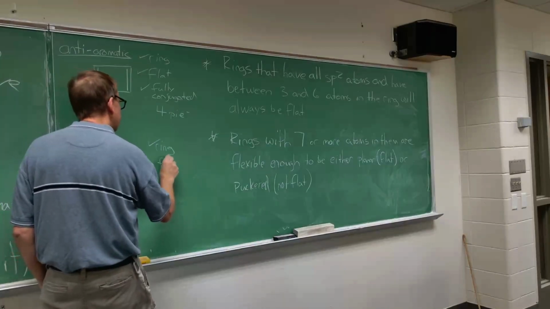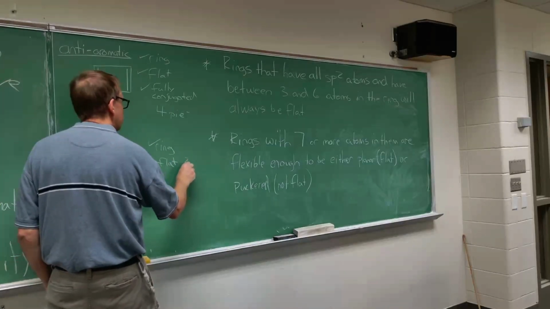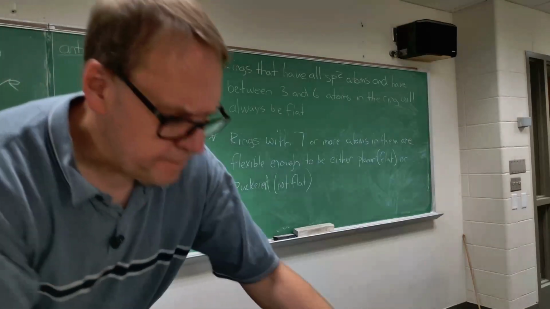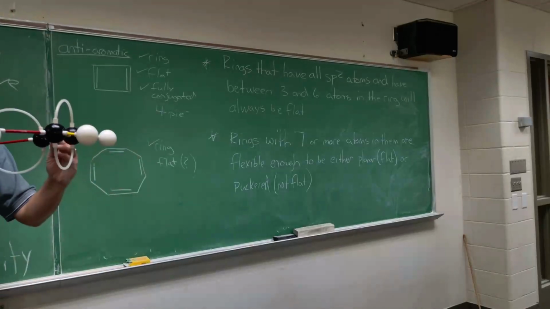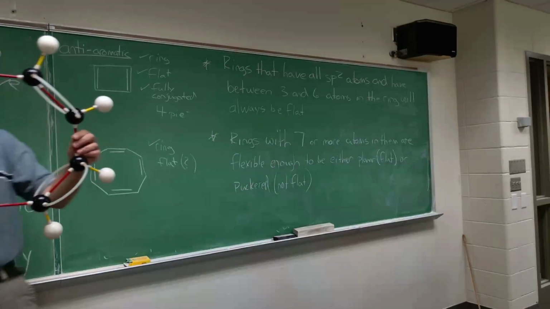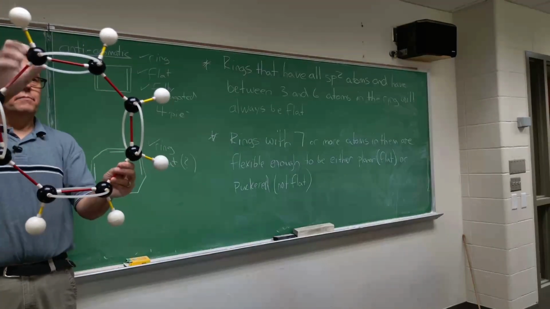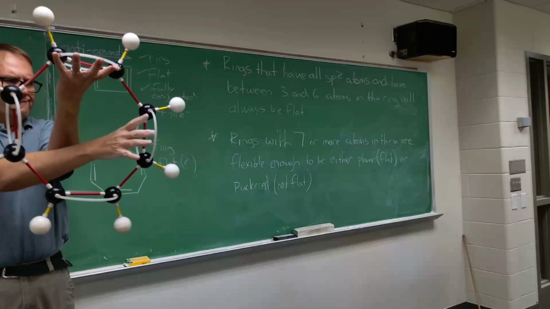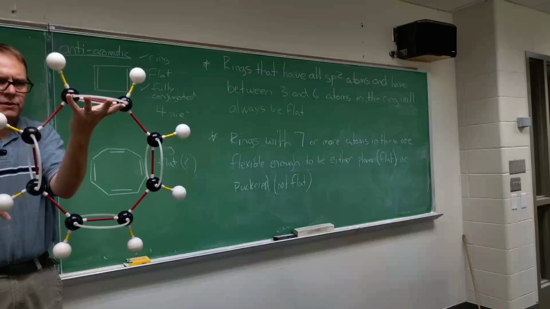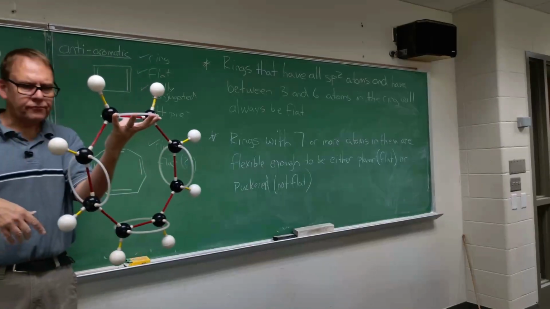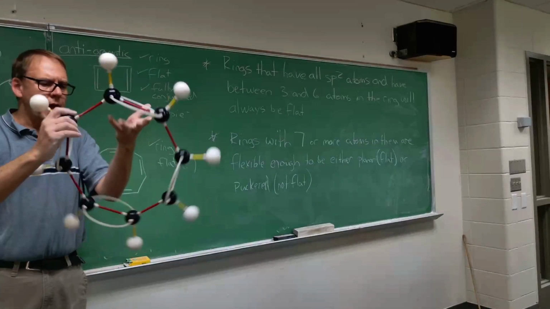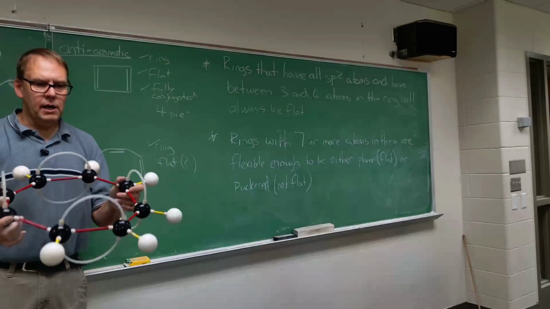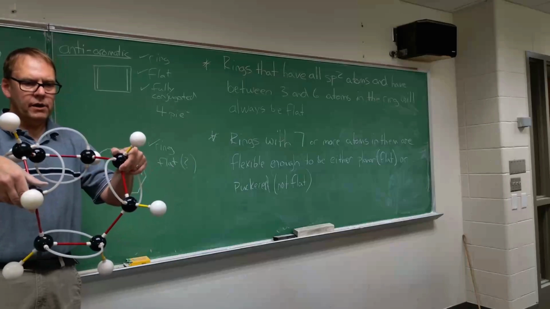Is it flat? I'm going to put a question mark next to it because it could be flat or it could be puckered. Let me show you. Here's a model of cyclooctatetraene where I've got the double bonds indicated with these curved things that are representing the p orbitals overlapping. If you look at it on edge, it can be flat, but it can also do this. It can also do that. So there, now it's puckered.